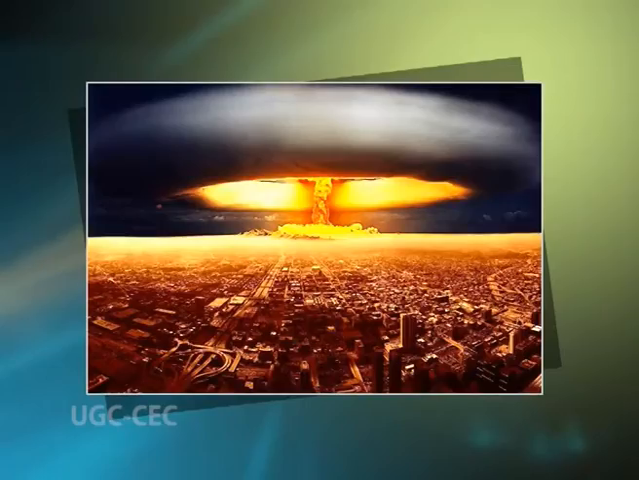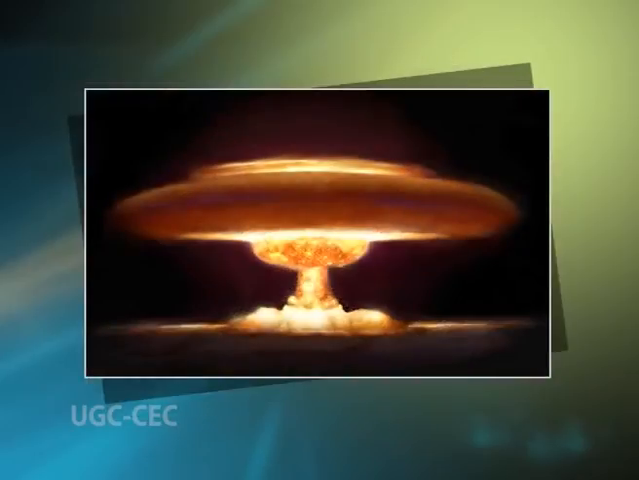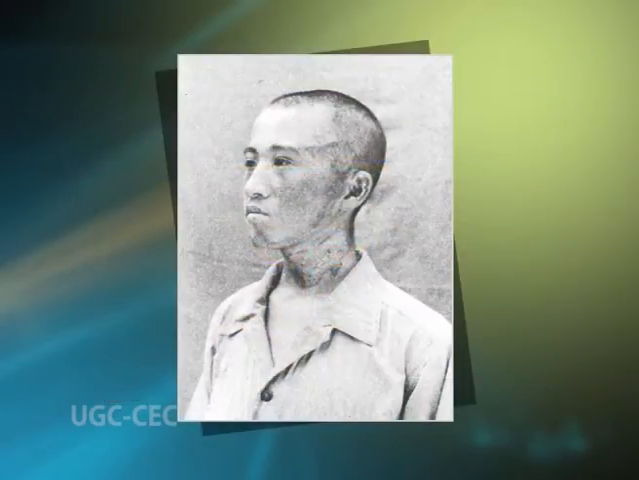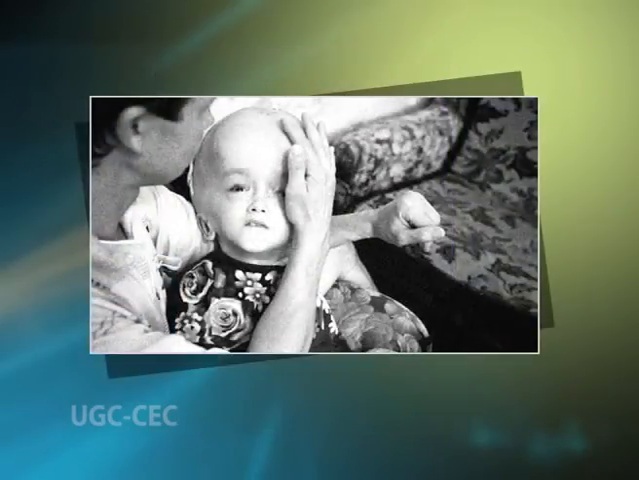For example, radiations released during the nuclear disasters in Hiroshima and Nagasaki and Chernobyl are still affecting and causing mutations in the genetic makeup of the people living in those areas. Moreover, different types of cancers are also caused by mutations.